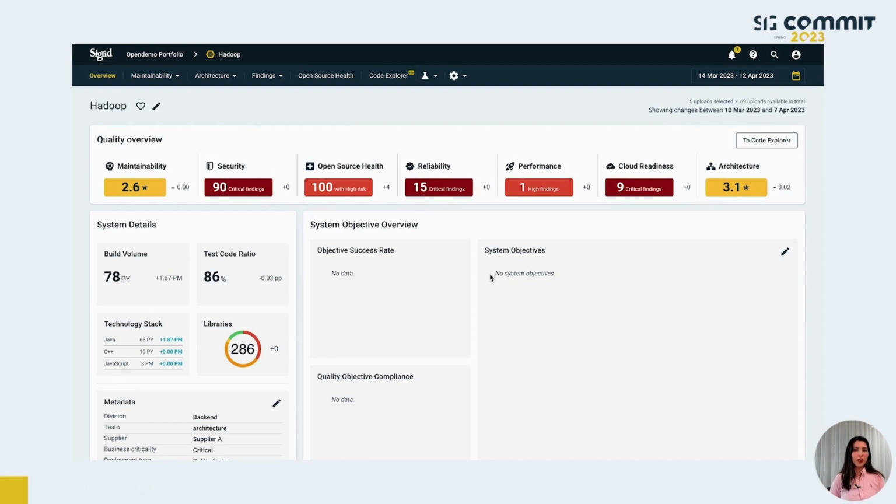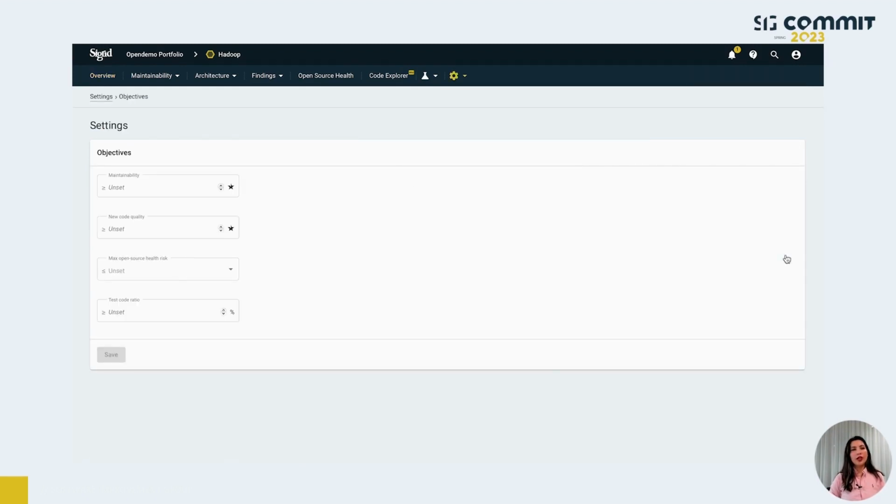Imagine that the enterprise architect and the team have sat down and decided that the systems should have a maintainability that is at least 4. And let's say that for the next sprint, they would like to get rid of all the high risk and bring it down to just medium risk. And then maybe they can sit down again and make adjustments on the next sprint. So I will go to the edit and open the maintainability. Here I have the system objectives. We decided that we would like to have a maintainability of 4 and an open source health risk of medium only. So now I saved it.